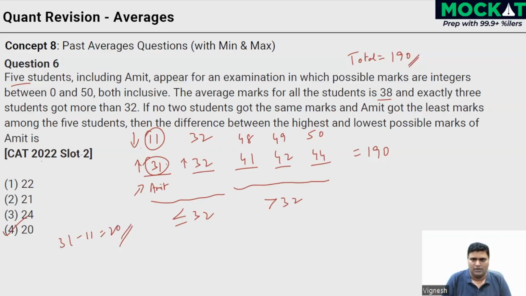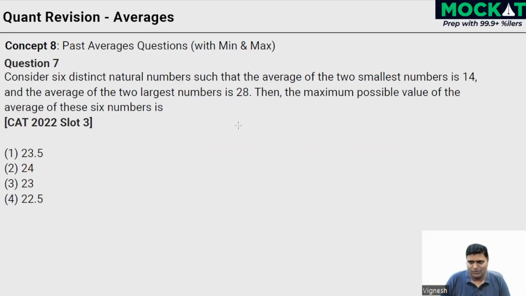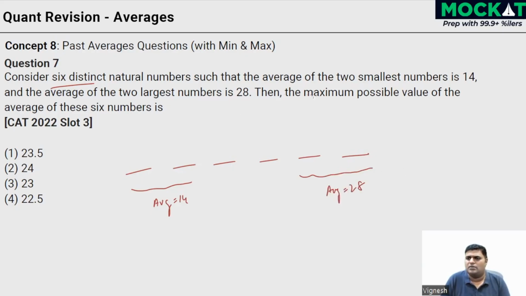So 20. This is from the paper I'd given, 2022 slot 2. On to question 7. Consider 6 distinct natural numbers. Okay, I want 6 distinct natural numbers. And such that the average of the two smallest is 14. Two smallest, average is 14. So the average over here, always I put the smallest at the start. Average is 14. And the average of the two largest over here is 28. Okay. And the maximum possible value of the average of the 6 numbers.